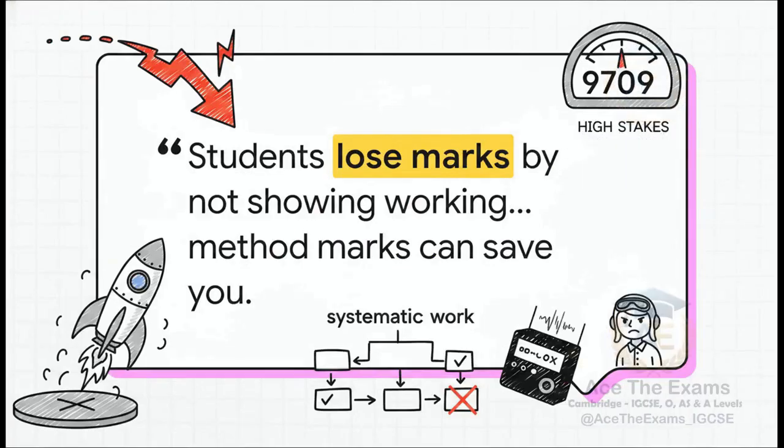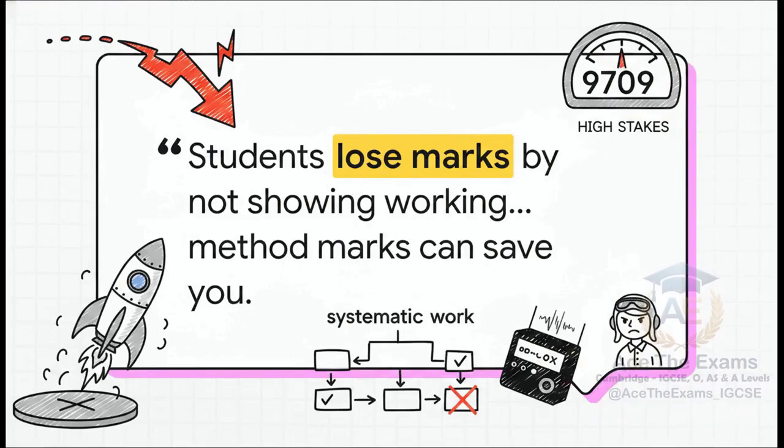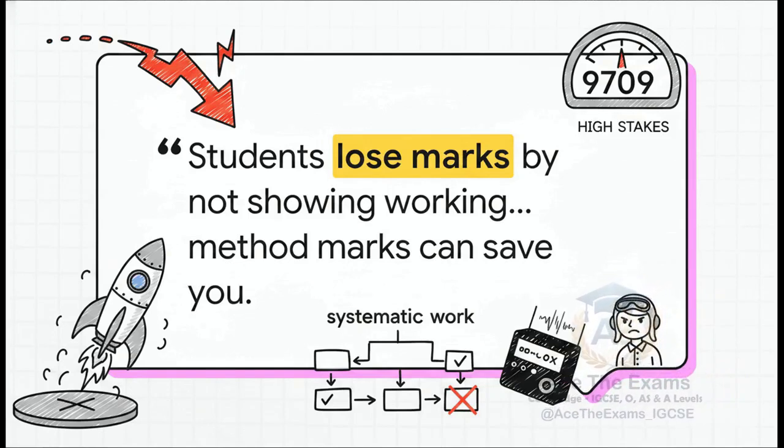I want you to treat this slide as an urgent Priority 1 incoming transmission directly from Cambridge Command. The Principal Examiner Report explicitly states, and I quote, "Students lose marks by not showing working. Even if your final answer is wrong, method marks can save you." End quote. Look, this proves that showing your systematic work isn't just a polite suggestion from your math teacher. It is a critical survival protocol.